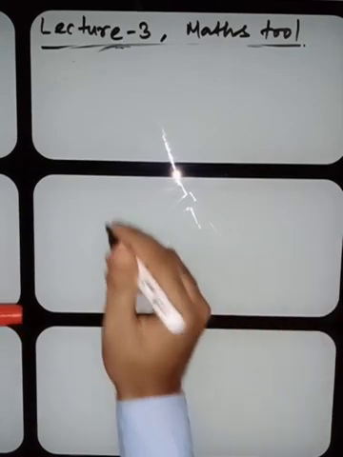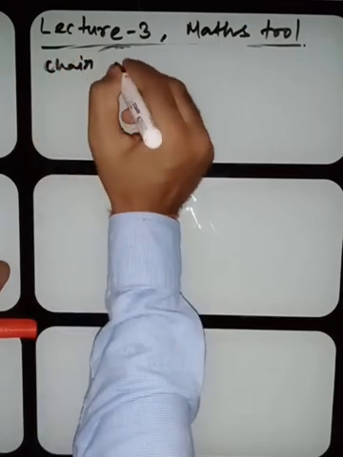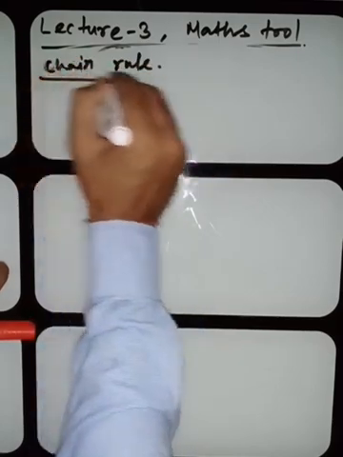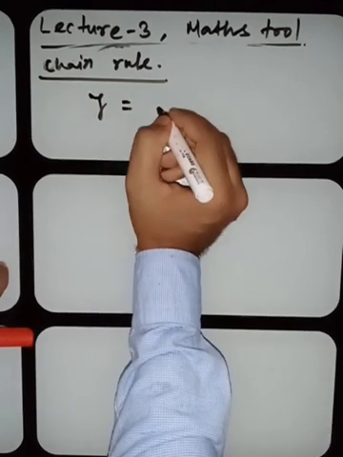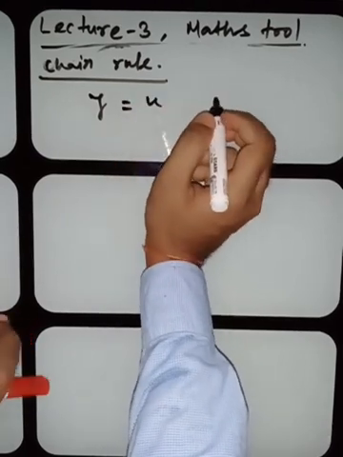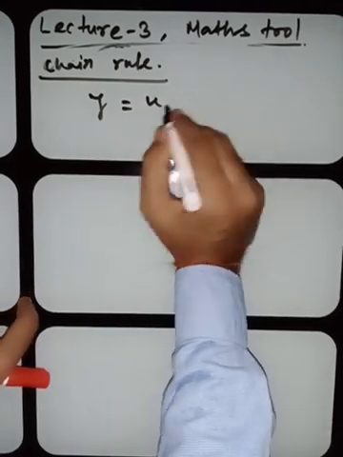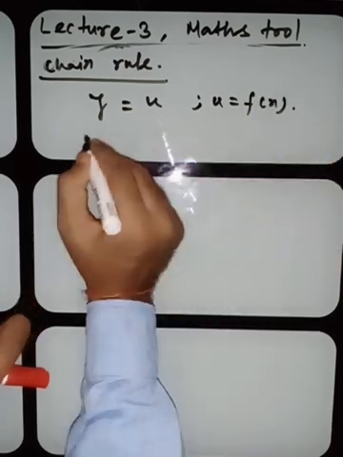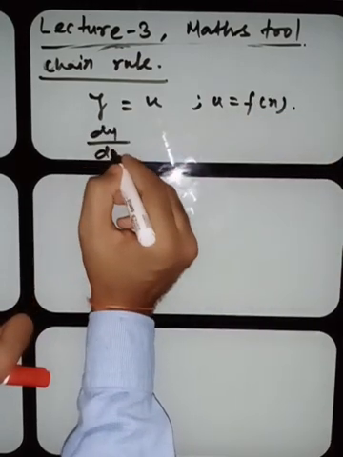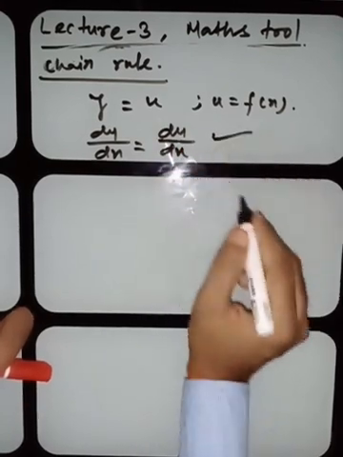Here I'm going to discuss the chain rule. Student, if we are writing y as u, and differentiation with respect to x, if u is a function of x, then dy by dx will be how much? du by dx. All right.